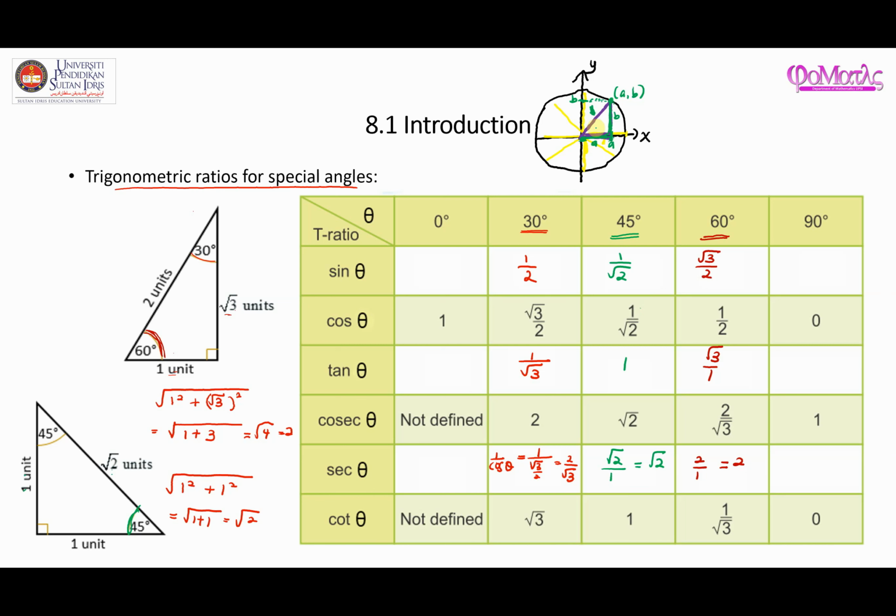Now we have a triangle where this length is A, this is B, and this is 1. If I have an angle, say this is my angle theta, then based on this simple diagram, I can say that sine of theta will be B over 1. B is actually my y coordinate. So B over 1.